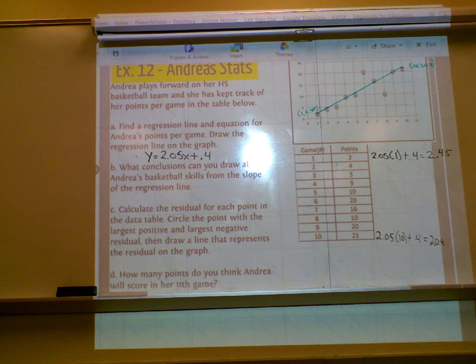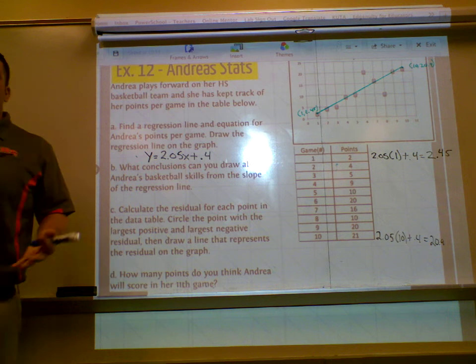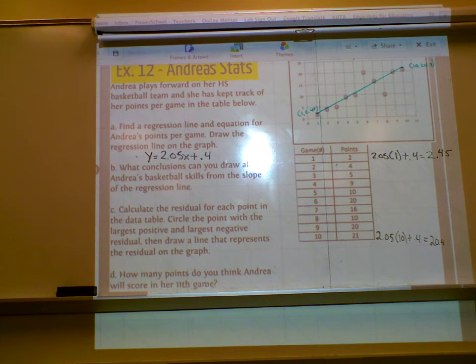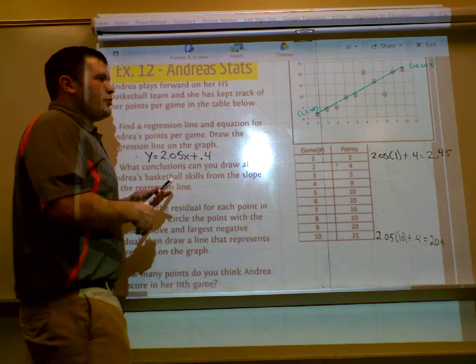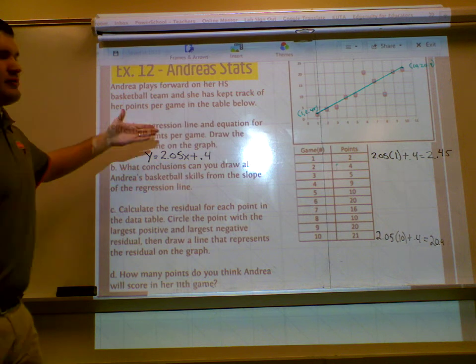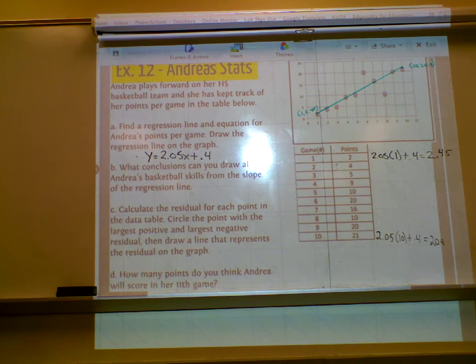Next question. What conclusion can you draw about Andrea's basketball skills from the slope of her regression line? What's happening here? What's increasing? The amount of points she scores. Her points per game are increasing. So do you think she's getting better or worse at basketball as the season goes along? Better. I know it's kind of a rudimentary approach. There might be more things going on. She might have fouled a lot in the first couple games. But if we're looking just at points per game, she's probably getting better at basketball because she's scoring more points.